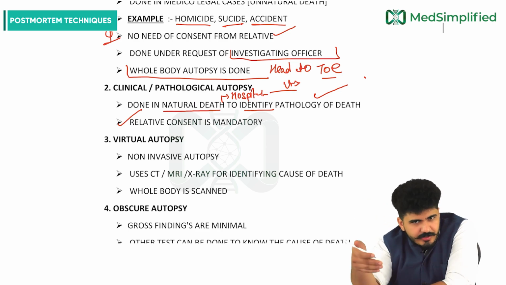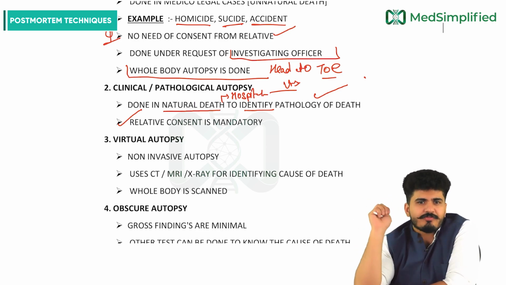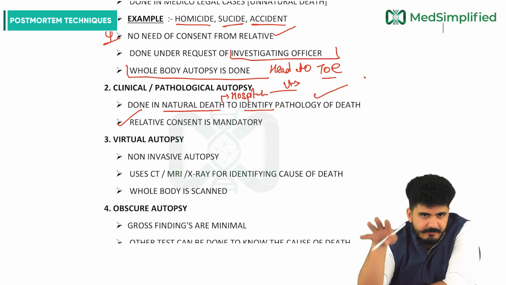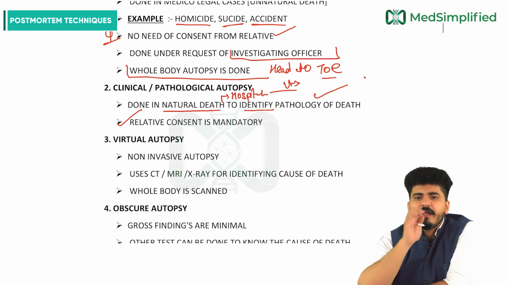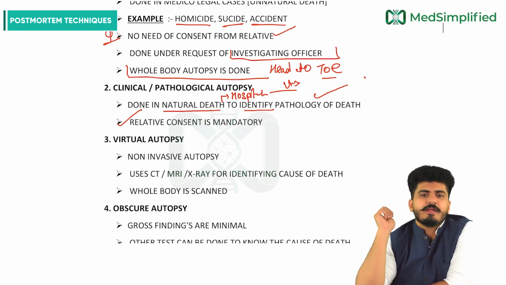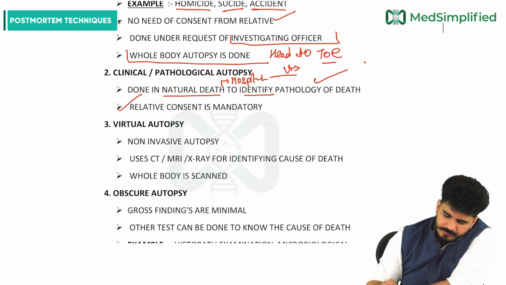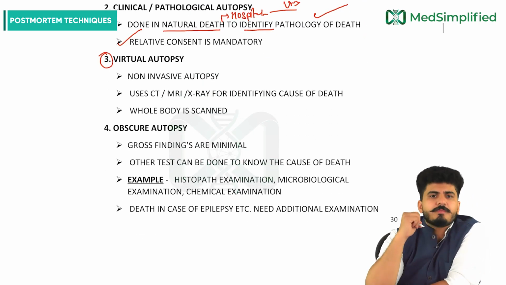Done in natural death to identify the pathology of the death, relative consent is mandatory. Whereas in the medico-legal autopsy, which is done in case of unnatural death, relative consent is not at all mandatory, my dear friends. The third type of autopsy, my dear friends, is a virtual autopsy.